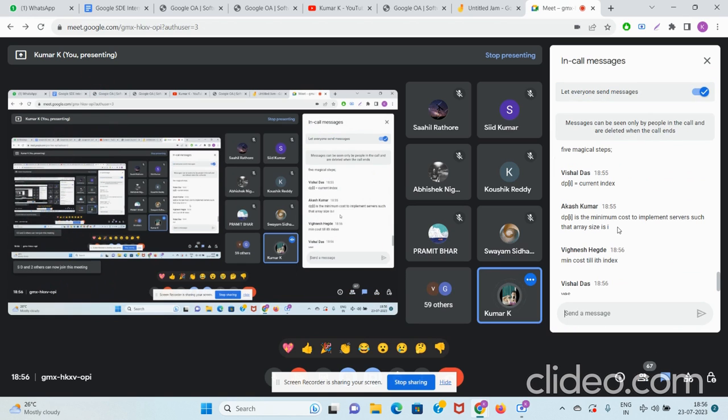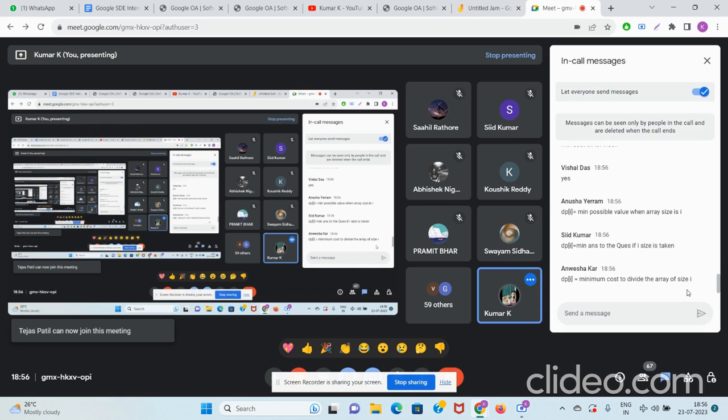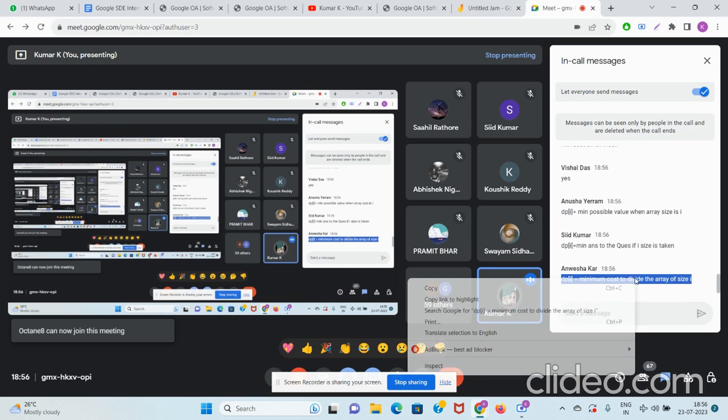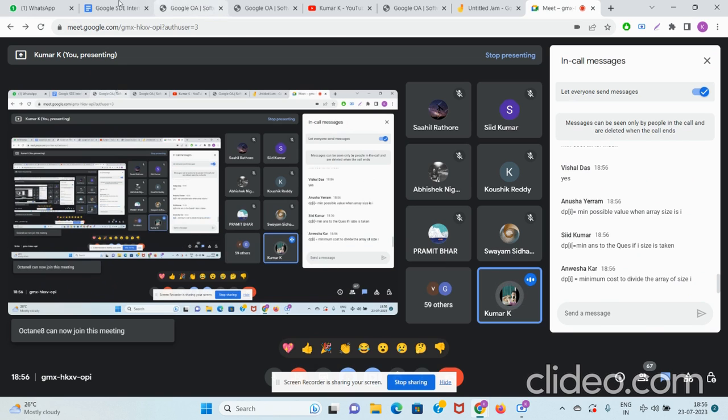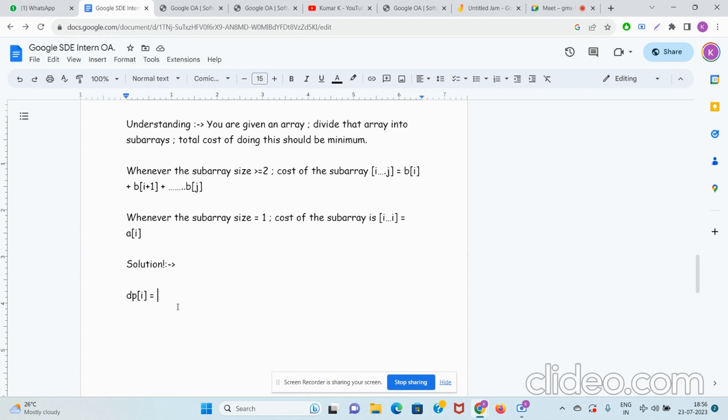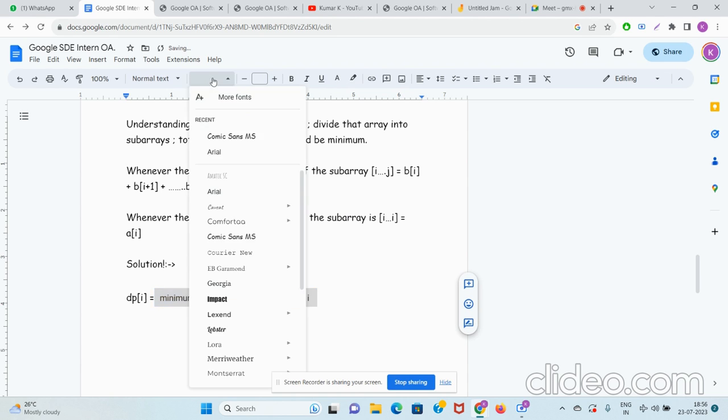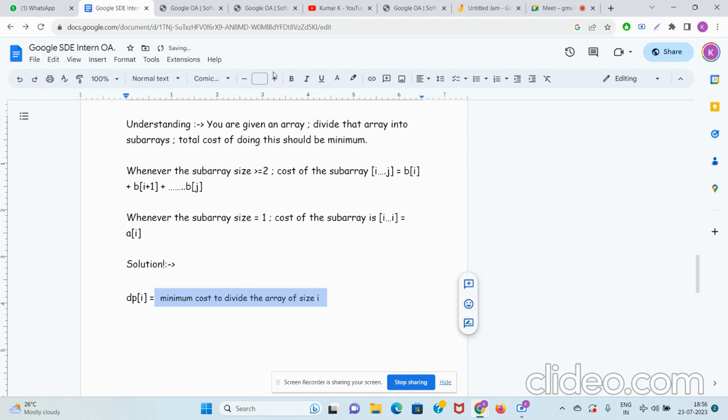dp of I is the minimum cost to, no no, let me write it a little easier. Akash, dp of I is the minimum cost to divide the array of size I. Anvesha again won. Sid also wrote well, but again, according to Anvesha's law, dp of I is nothing but the minimum cost to divide the array of size I. Clear, guys? Let's make it a little bigger.